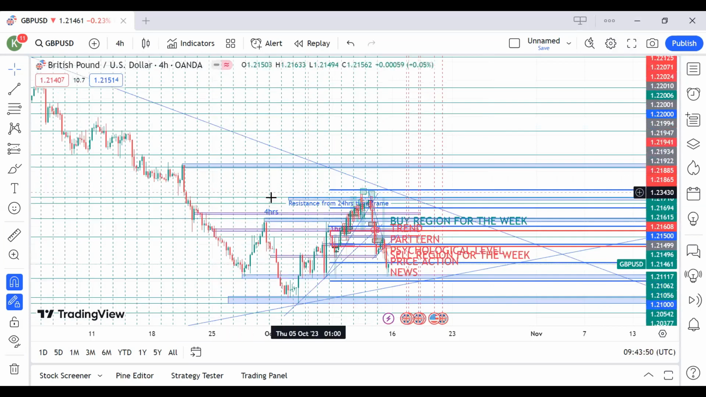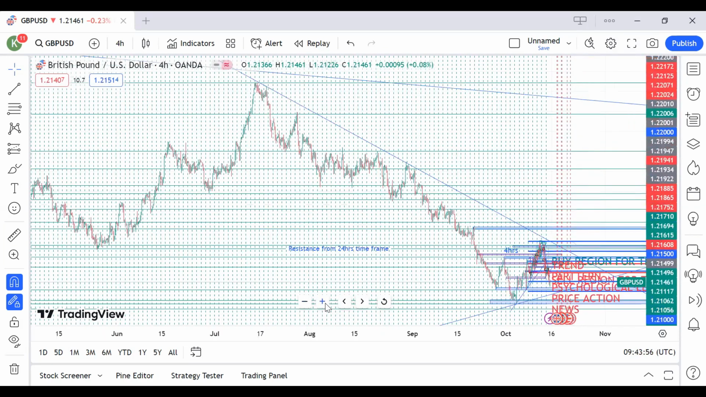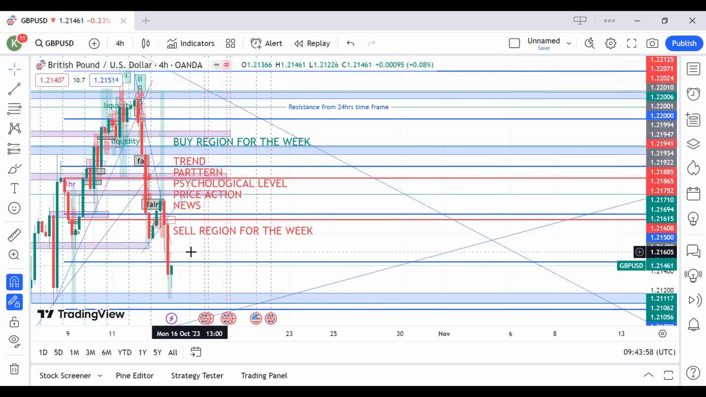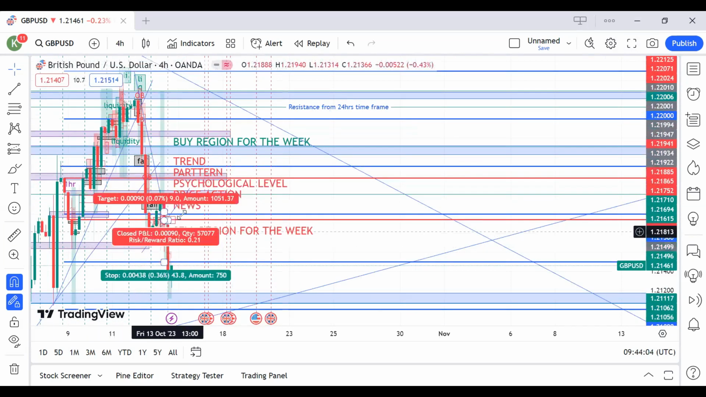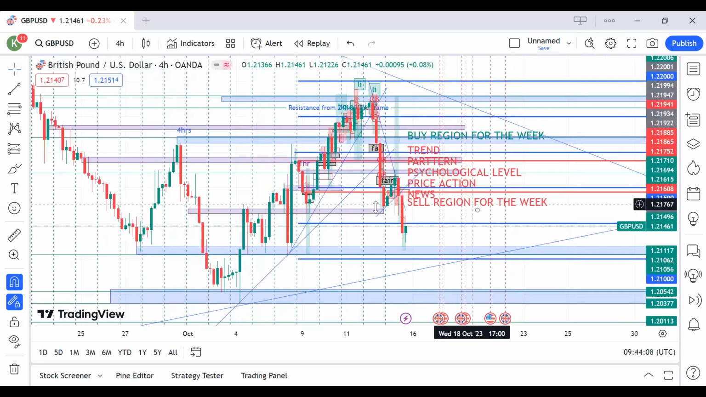So for the 4 hours time frame as well, we look at the trend. This is obviously a downtrend. We mark the counter trend to see if it will be broken. This was the first one we marked, it was broken. We marked another, it was broken. We marked another, it was broken, because we were anticipating if price was going to go buy, since we are in our buy region. That's why we kept on marking those trends, and they were constantly broken, indicating that we're not going bullish but bearish.